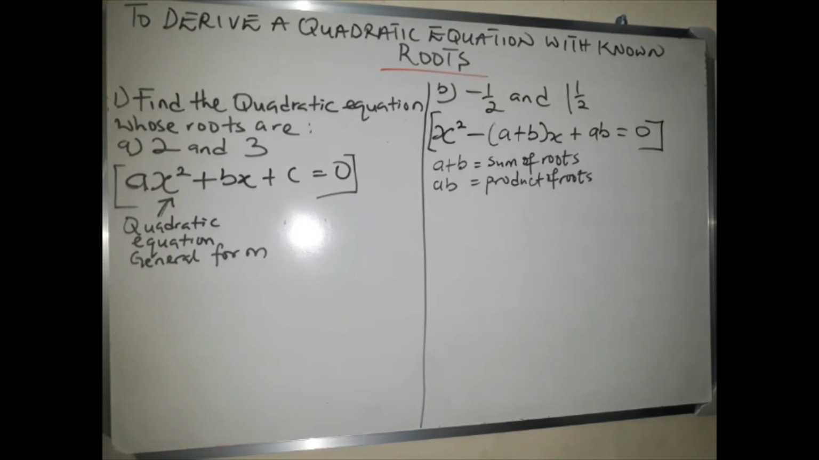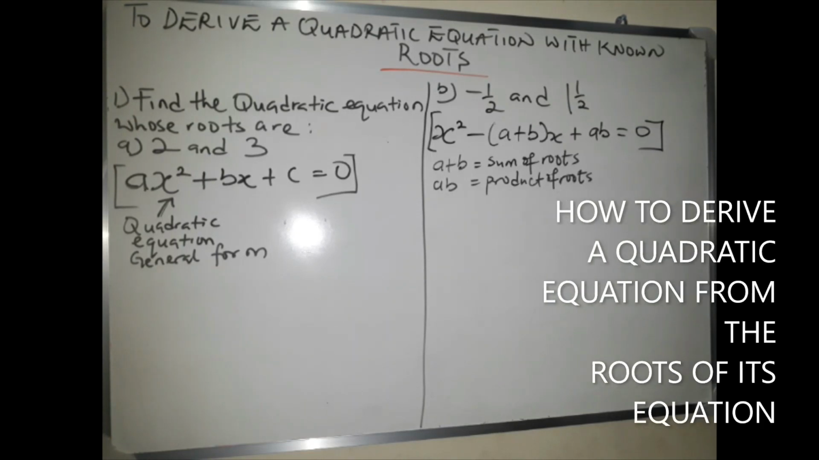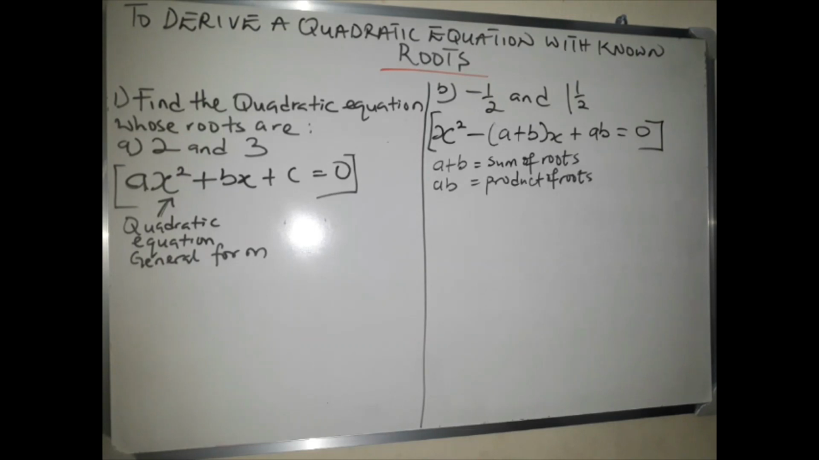Today we'll be learning how to derive a quadratic equation from the roots of its equations. Now, in one of my videos I did show how you can derive the roots of a quadratic equation using the factorization method. But today we want to do the reverse. If you're given the roots of a quadratic equation, how do you go about getting that equation? And today we're looking at two methods on how to do that.